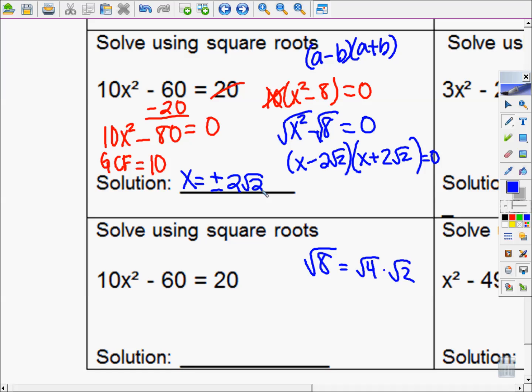If it just asks you for the factor, that will be your answer. But because it asks you for the solution, basically, this is it. How do we feel about taking square roots and simplifying them? Alright. A little sketchy on it?